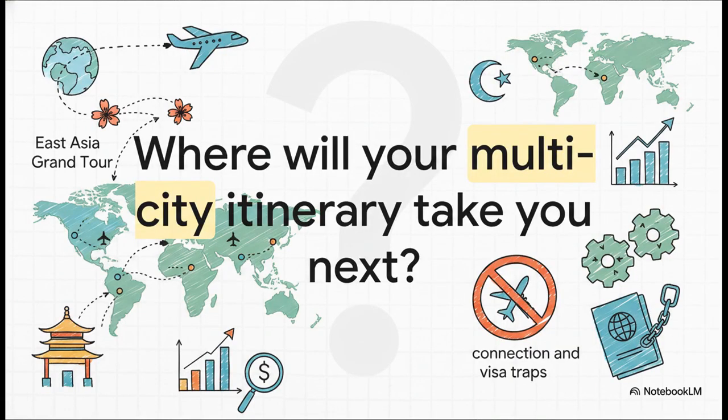So, let's wrap this up. By mastering the cost test, leveraging Google Flights, understanding interline agreements, and dodging those fatal connection and visa traps, you now have the exact blueprint to unlock the world for a fraction of the cost. With all these tools in your arsenal, you are no longer bound by simple A to B travel. You can build the itinerary of your dreams.